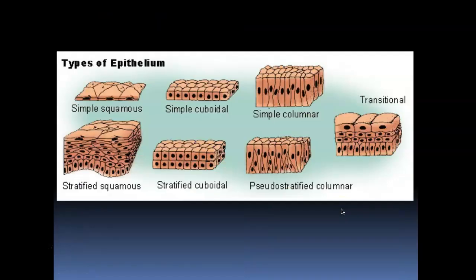So when you put layer and then shape together, one layer of oval would be simple squamous. Multiple layers of the oval flat ones would be stratified squamous. And then it goes on and on. One layer, cube; multiple layers, cube; one layer, column; multiple layers, column. And then you have transitional that has multiple layers, but it has different cell types. You can see cuboidal and you can see columnar in there.